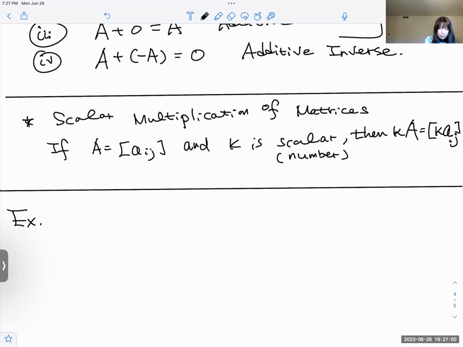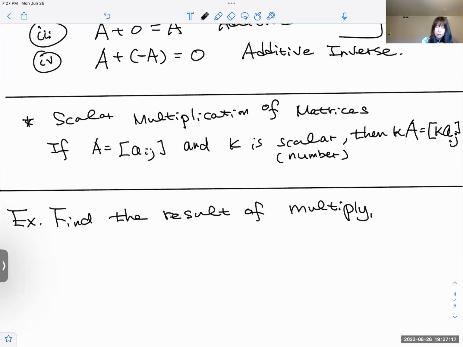Find the result of multiplying the following matrix A by 7.